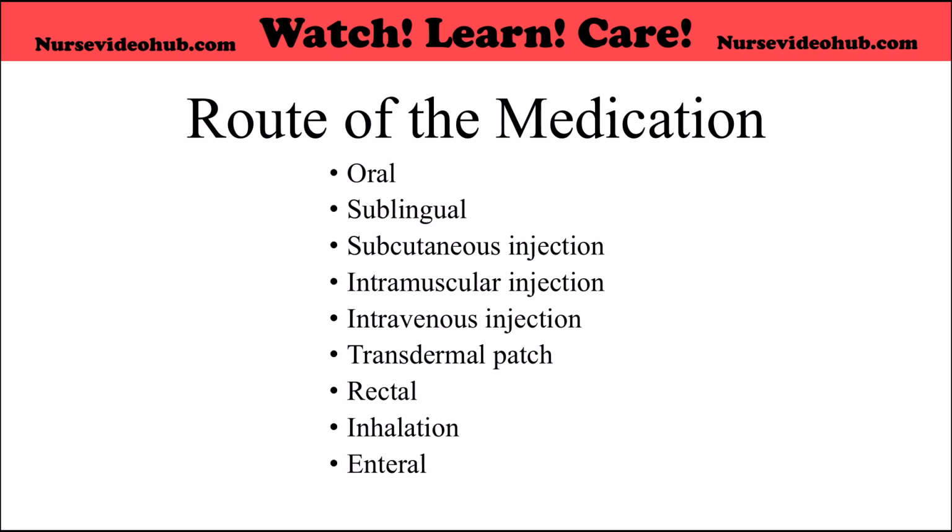Some common routes include PO, by mouth, orally; sublingual, under the tongue; subcutaneous, in the subcutaneous tissue; intramuscular, IM, into the muscle; intravenous, IV, into the vein; transdermal, on the skin via a patch; rectally, per rectum; inhalation via the lungs; enteral, NG tube or a G tube into the GI tract.